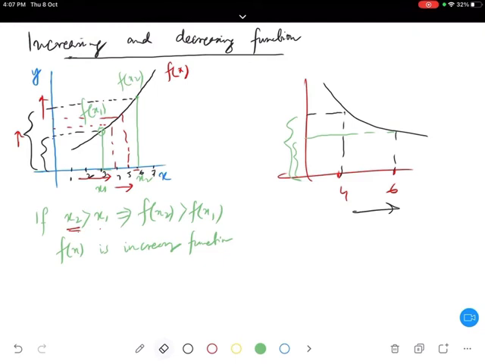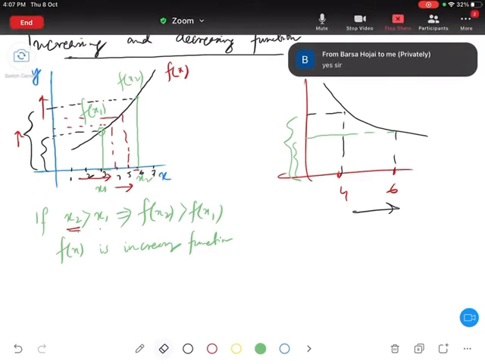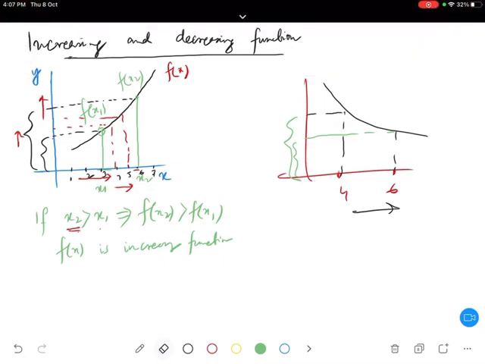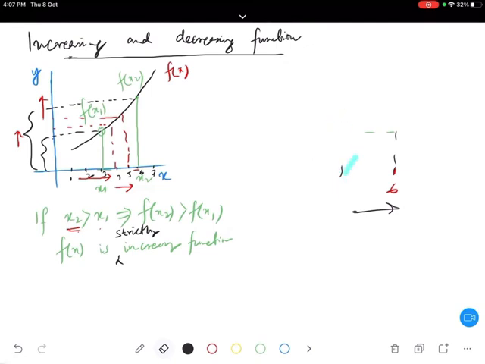Acha, now, this is a special type of increasing. The special type is known as strictly increasing. Strictly increasing का मतलब ये होता है that it will just increase. It will not do anything other than increasing. Okay, so that's strictly increasing. Now I will tell you what do you mean by increasing. Wait a second.